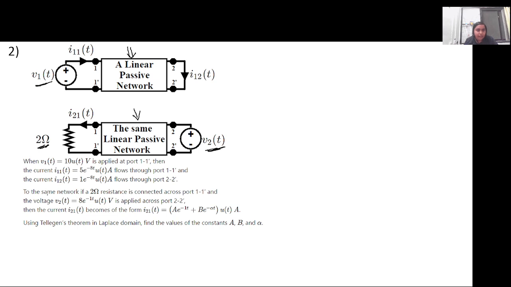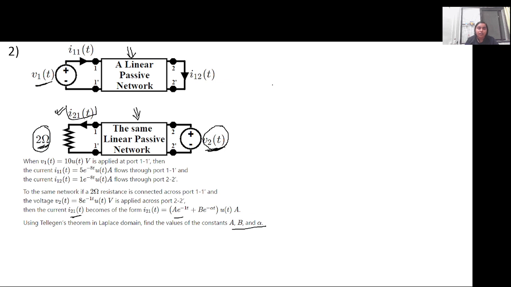I11 and I2 are given. Now in the question it is asked for the same network. So this internal portion of the circuit is same for both the cases. So in that circuit, if a 2 ohm resistance is connected across port 1 and a voltage of V2 is connected across port 2, what is the current I21, which is given as shown here, and which comes in the form of a e to the power minus t plus b into e to the power alpha t u(t). So we have to use Tellegen's theorem and use the Laplace domain to figure out the values of a, b and alpha, that is, figure out I12.